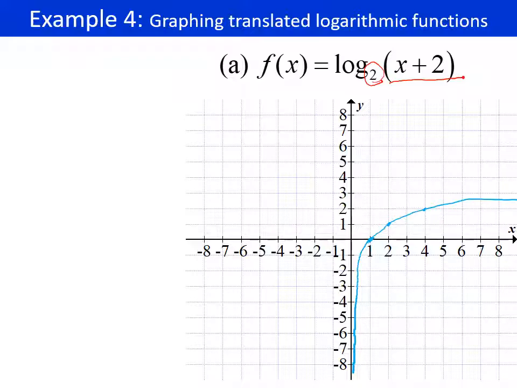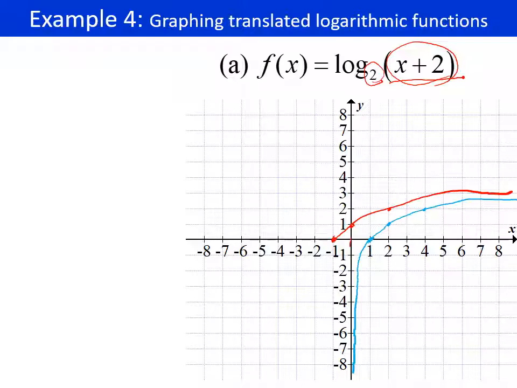The log base 2 of x plus 2 is that same picture shifted to the left 2 units. So each of these dots shifted to the left 2 units would still have a shape like that.